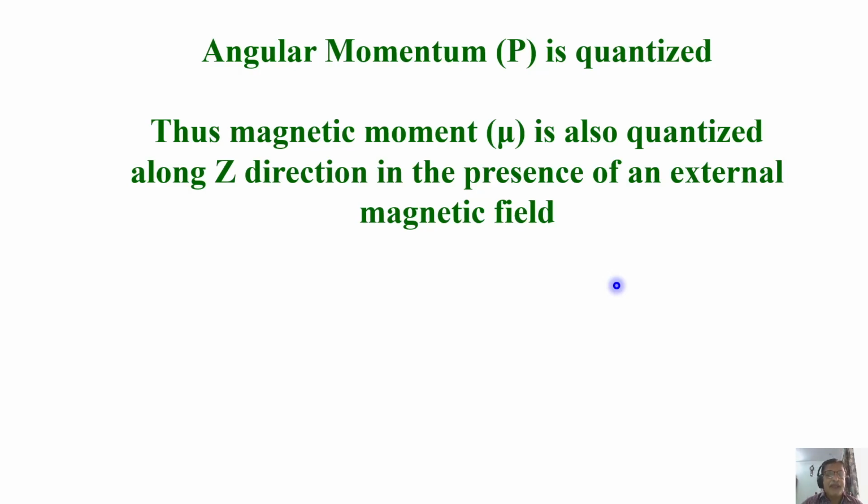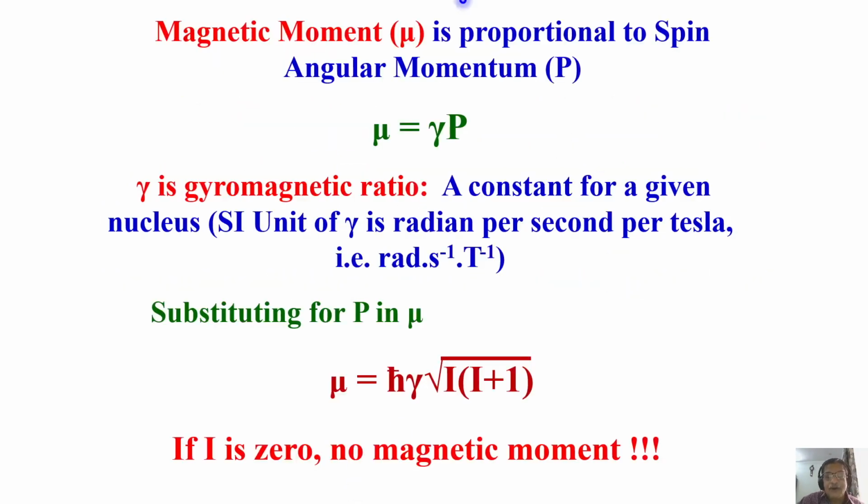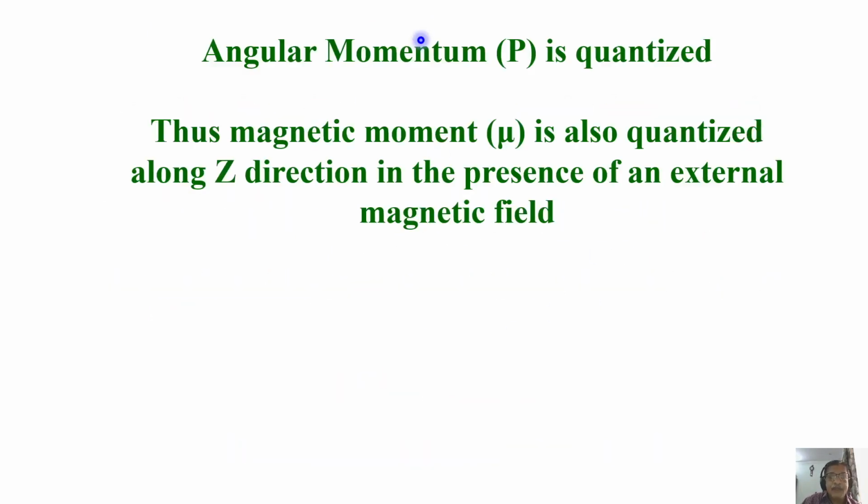Now, angular momentum P, I said, is quantized and mu is also quantized. Because for the angular momentum vector we calculated its component along the z-axis and we had quantization directions also. So as a consequence, mu is also quantized along the z direction. In the presence of an external magnetic field, like P is quantized, P is related to mu. Mu is equal to, we just now worked out, remember, mu is equal to gamma into P. Because P is quantized, mu is also quantized.